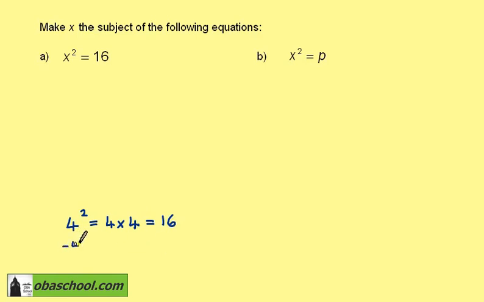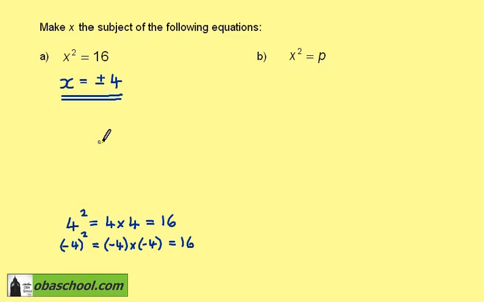But note, if we consider minus 4 squared, which is minus 4 times minus 4, we know a negative times a negative gives a positive result, and 4 times 4 is 16. So minus 4 squared is also 16. It follows that if x squared is 16, x must be equal to plus or minus 4. It could be either 4 or minus 4.